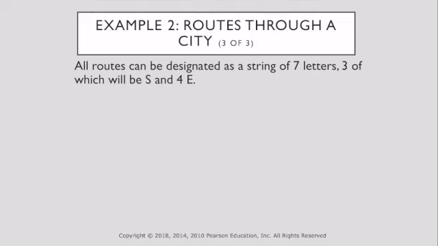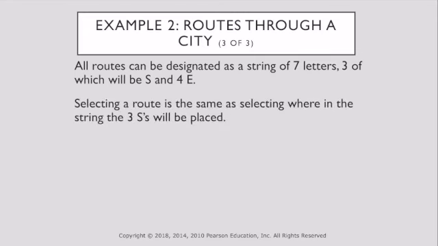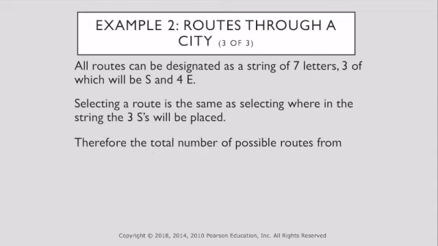All routes are a string of 7 letters, 3 of which will be S and 4 of which will be E. So selecting a route is the same as selecting where the string of the 3 S's will be placed. Therefore, the total number of possible routes from A to B is 7 choose 3, which is 7 times 6 times 5 over 3 times 2 times 1.